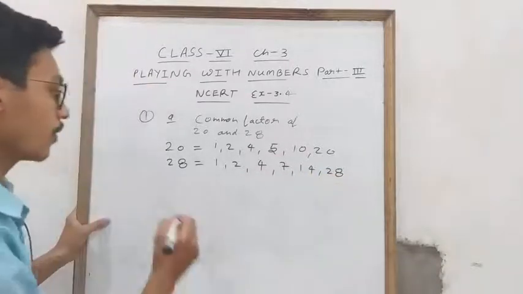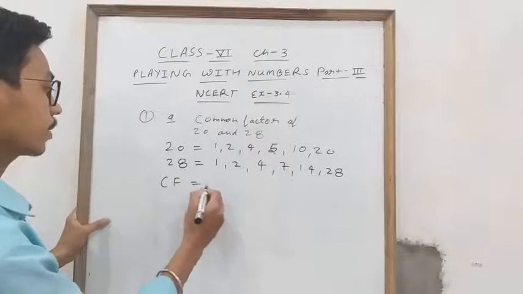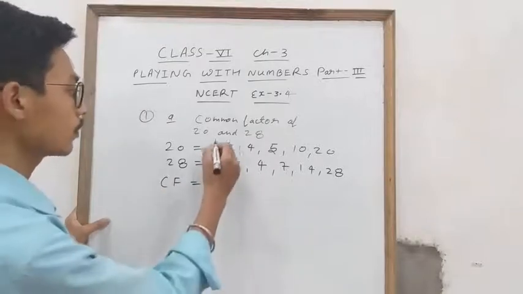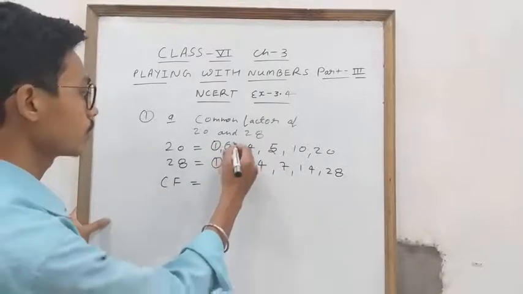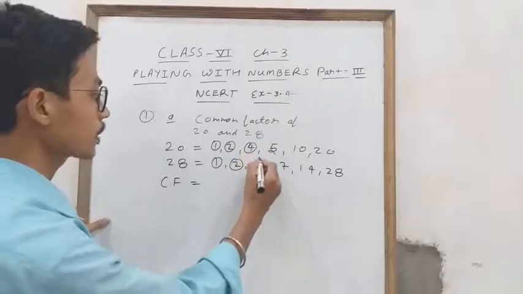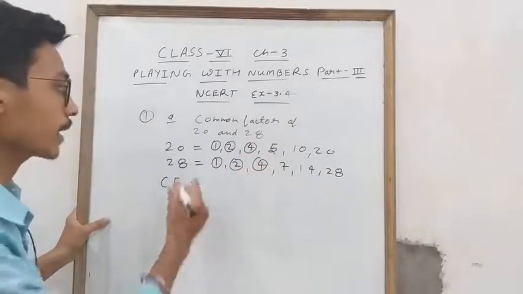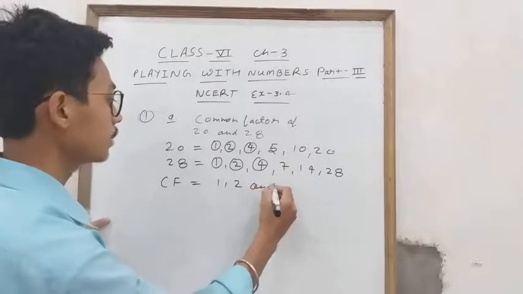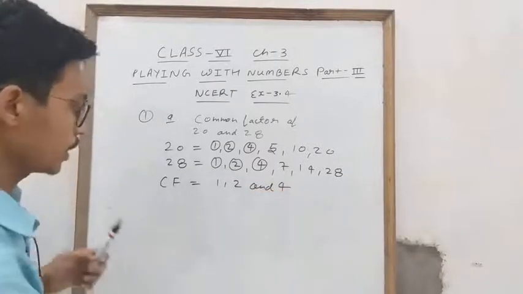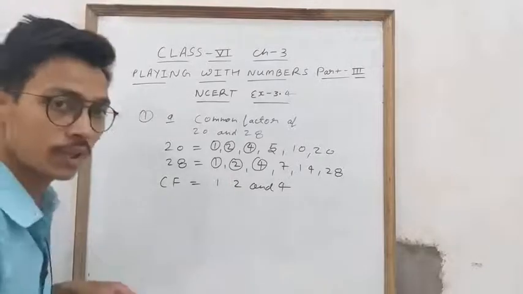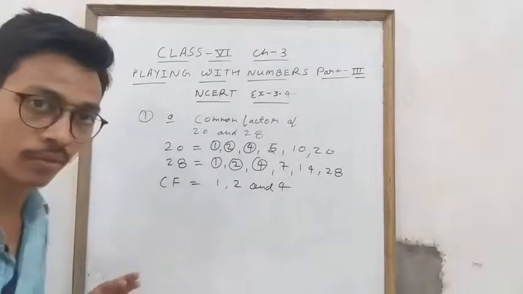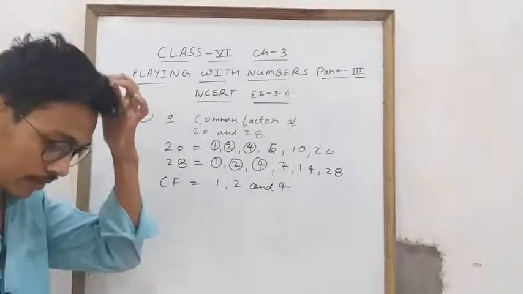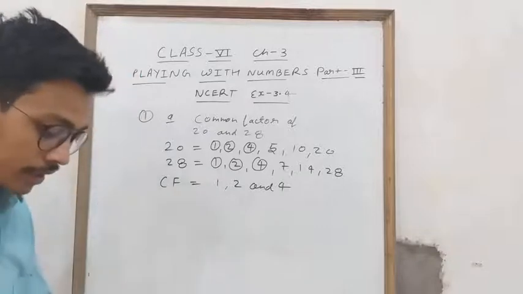Clear student? What is the common? If I am writing, you will write down common factor. Common factor equal to what? 1 is coming in both, 2 is coming in both, 4 is coming in both. Okay student? The common factors of 20 and 28 are 1, 2 and 4. Clear student? This is a very easy question. You only have to see which is common and write it down. Okay everyone? So next, also find the common factor when 3 numbers are given.